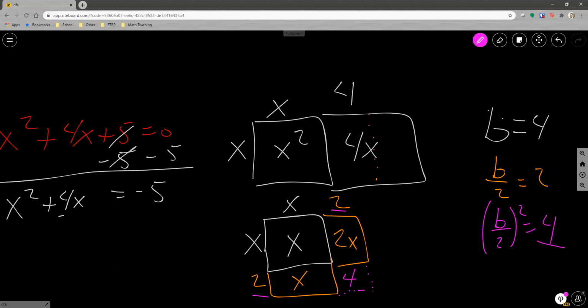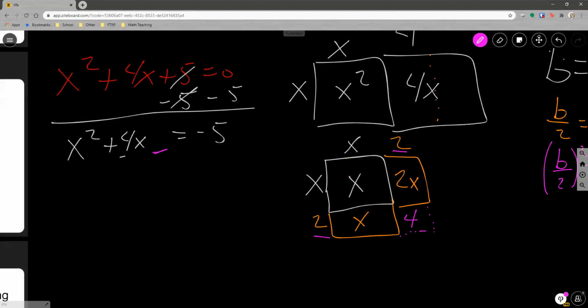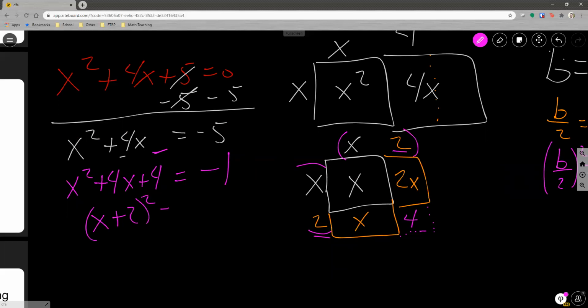So 4 is what I'm going to be adding to my equation to make a perfect square trinomial. So if I add 4 on both sides, I get x squared plus 4x plus 4 equals -1. We're almost done here. Again, I know what the factors are of my perfect square trinomial. I can rewrite this trinomial as x plus 2 squared equals -1.